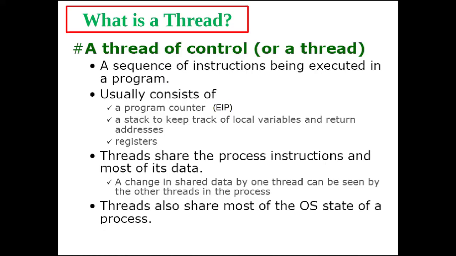So let us summarize what we understood. A thread is a sequence of instructions being executed, which consists of program counter, stack, and registers. Threads share process instructions, most data, and most OS state. Multiple threads can exist within the same process. And the thread represents the actual execution inside the program. Once you understand threads clearly, you understand how execution really happens inside modern systems.